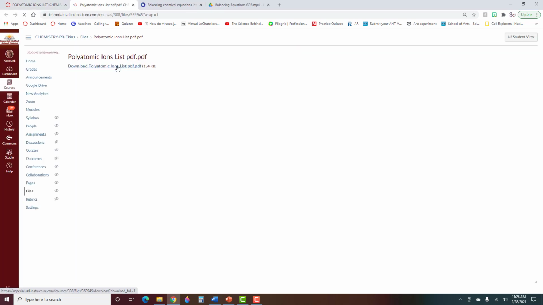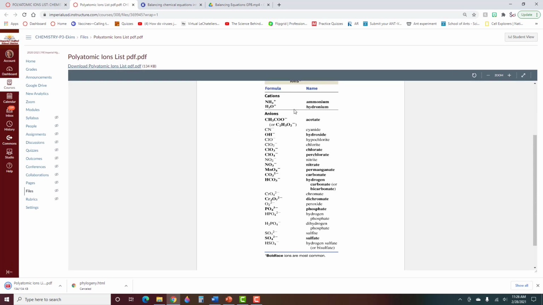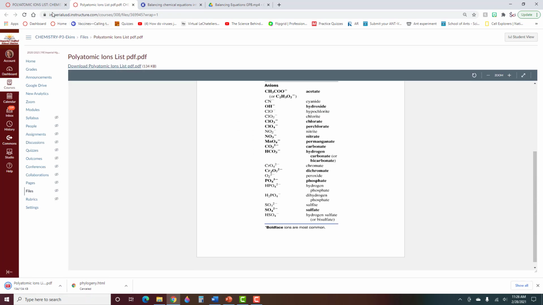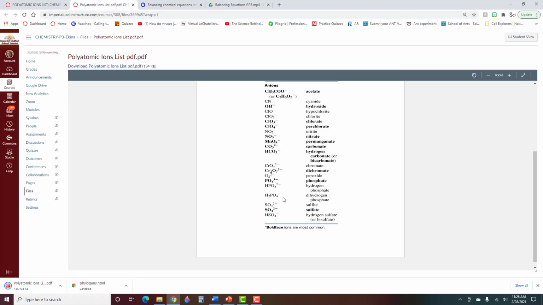And so you can open that list up. And it is a PDF. So what I was looking at in my equation here is SO4. And I can see the SO4 here is down here. It is sulfate. It acts as one thing, even though it's not. It's 2 things. It's S and O, but they behave as if they are one thing together.